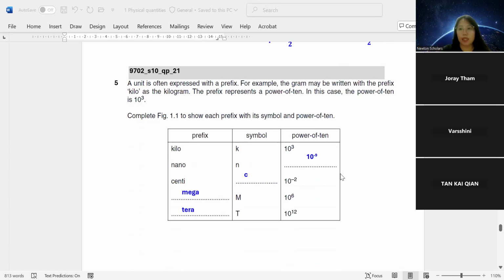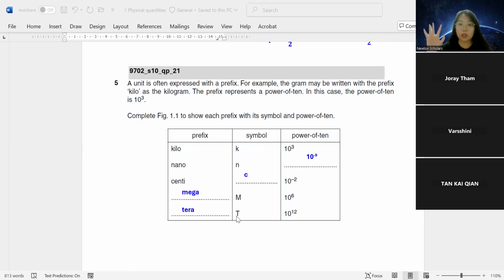You can use your calculator to find the prefix. Kilo is 10 to the power of 3, which means 1,000. Then nano, centi, and the bigger M. We have two Ms: one is the small m, and one is the capital letter M. Capital letter M represents mega. Capital letter T is tera.